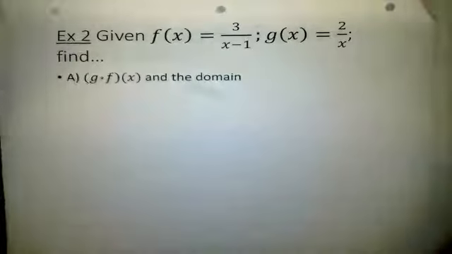Given f of x equals 3 over x minus 1, and g of x equals 2 over x. Find g of f of x and the domain.